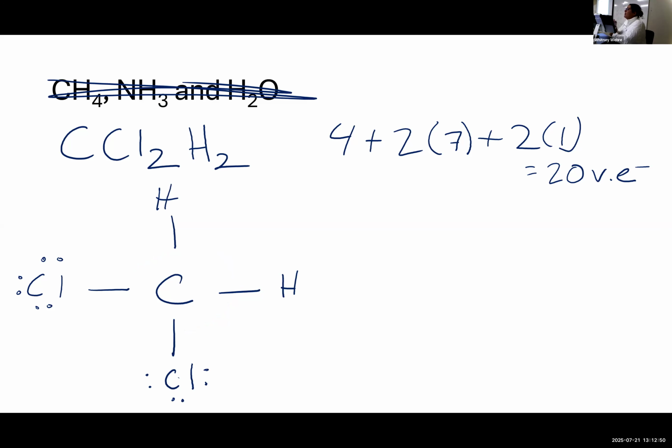The next step, how many things are attached to the carbon? Okay. So what is the electron geometry? What is the molecular geometry? Tetrahedral. What is the hybridization? sp3.